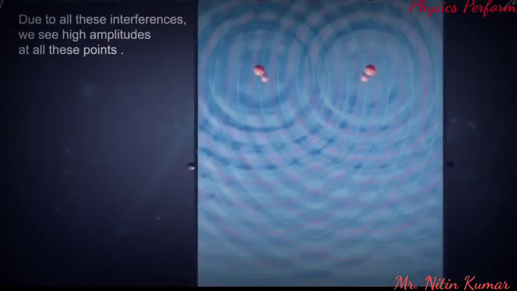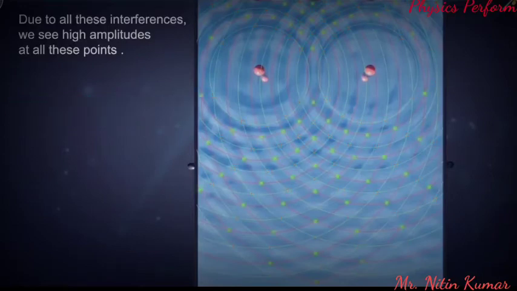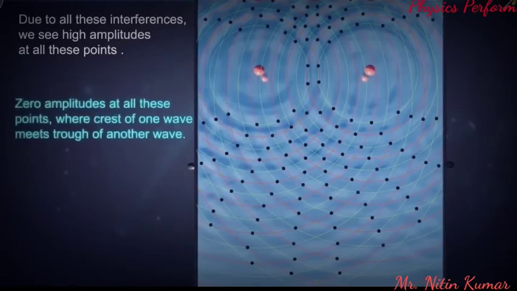Due to all these interferences, we see high amplitudes at all these points where crest of one wave meets crest of another wave, and all these points where trough of one wave meets the trough of another wave. Similarly, we can see zero amplitude at all these points where crest of one wave meets trough of another wave.